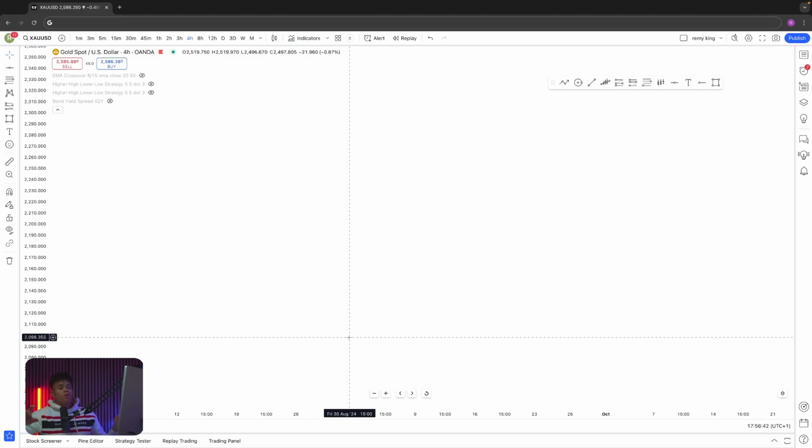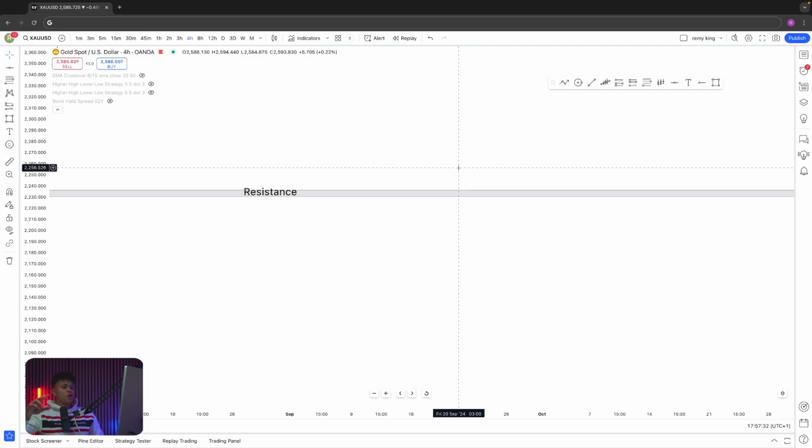So first of all, we're going to talk about the principles, the basics on how to identify a perfect resistance or support area, because there are three ways I like to use my resistance or support zone. First, I want to show you three different ways to draw in resistance.